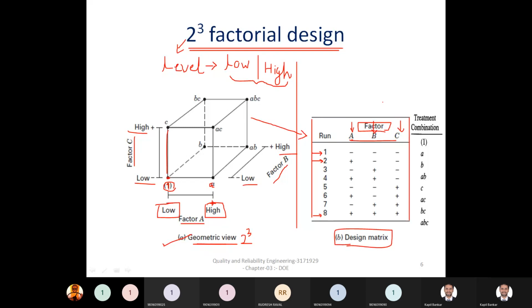Suppose A and B is an interaction effect, but you could not find this interaction effect in this table. That's why it is known as the design matrix only. If you find any interaction effect, AB, AC, or BC, then it is called a model table or model matrix. But here only main effects are there. That's why it is known as the design matrix.